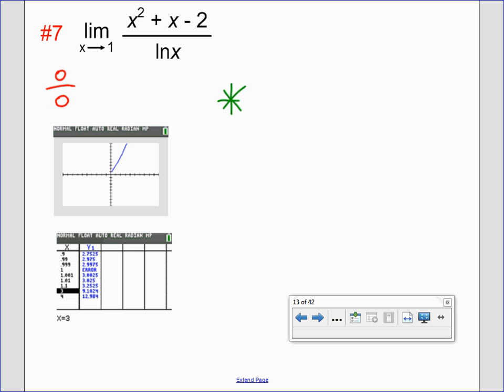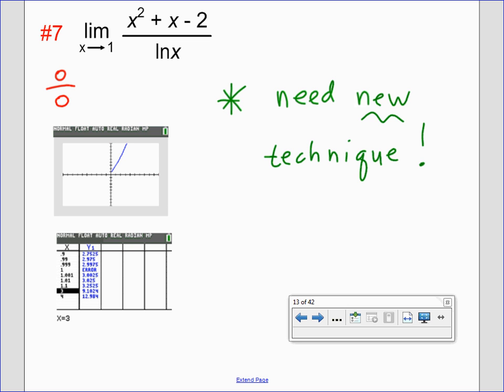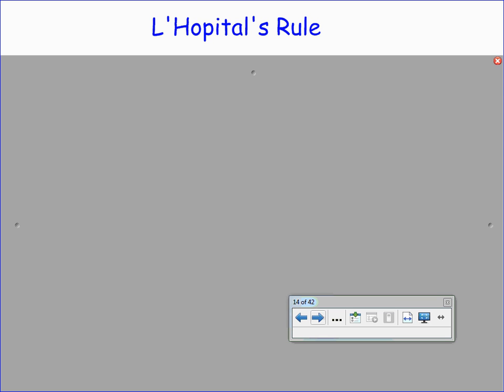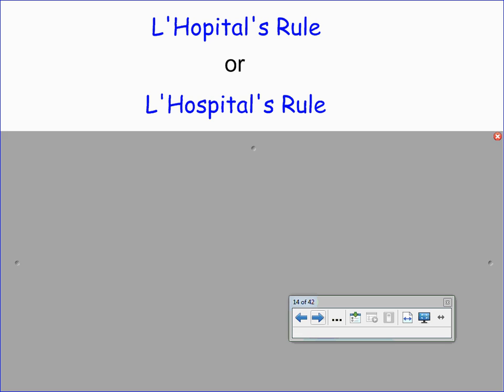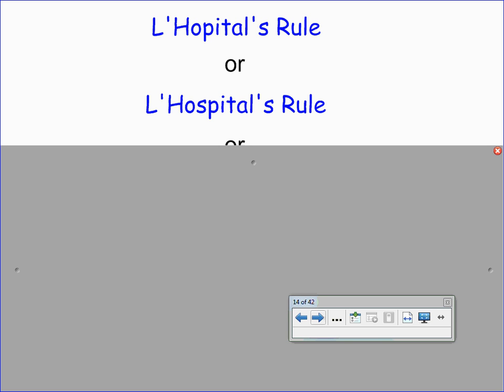Super powerful. Just added to the AV curriculum this year, and I'm excited about that. So we need a new technique to evaluate this limit algebraically. All right. That new technique is L'Hopital's rule. Depending upon which textbook you're working with, they'll spell L'Hopital's name differently.